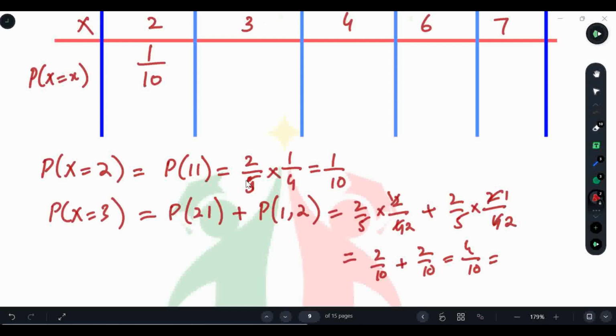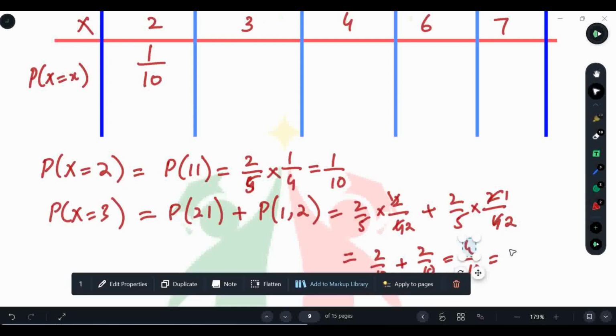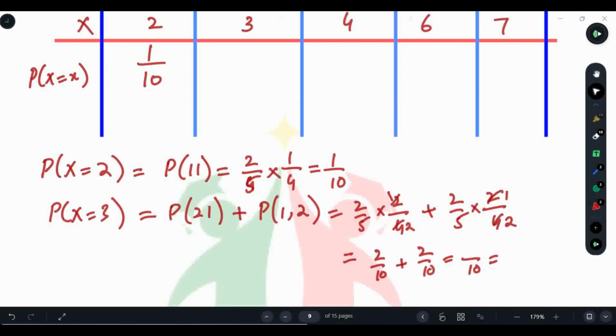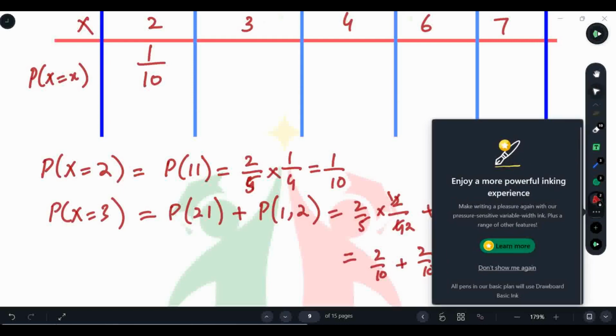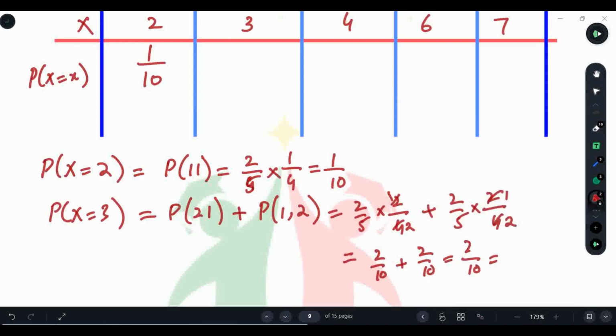Now if we add it, sorry, this will be equal to 2 by 10. So 2 by 10, which means 1 by 5, is the probability. We keep 2 by 10 because we want the same denominator.